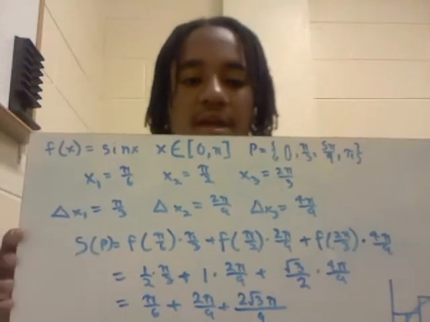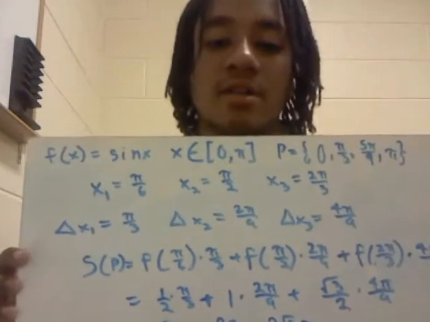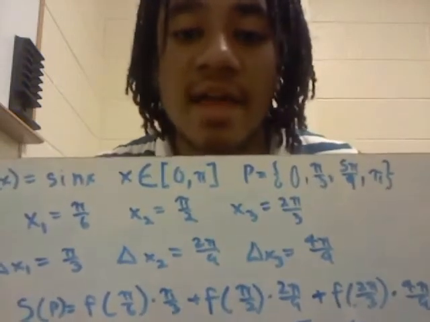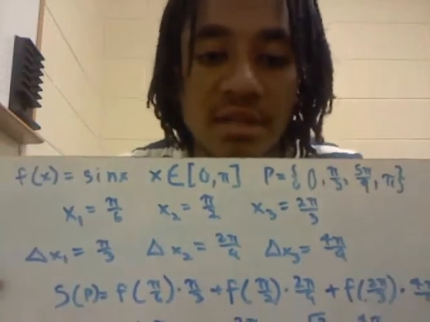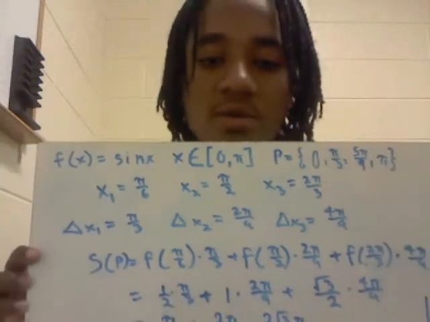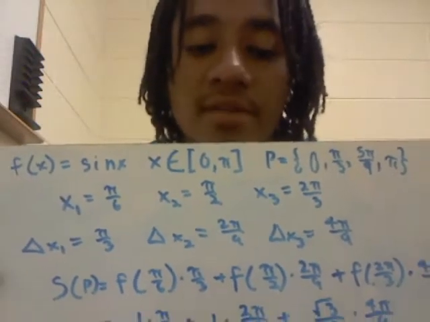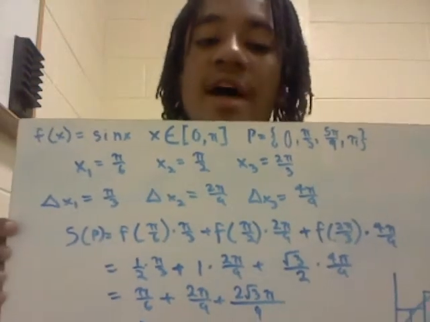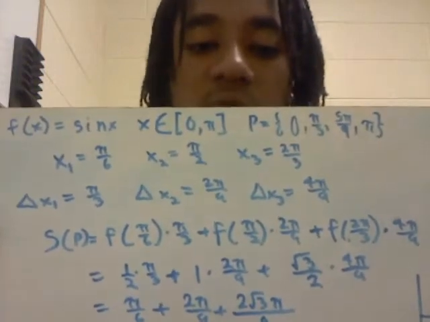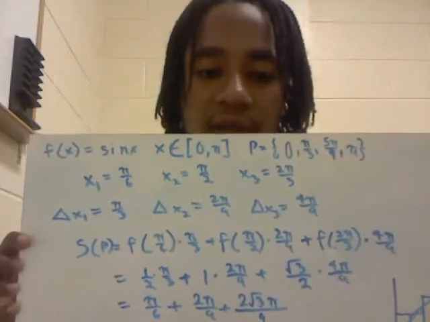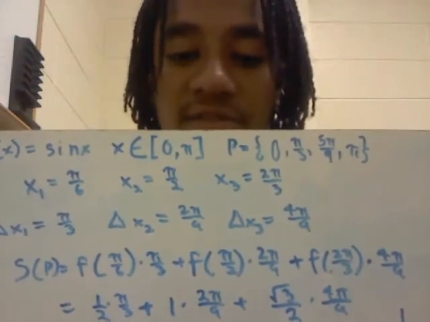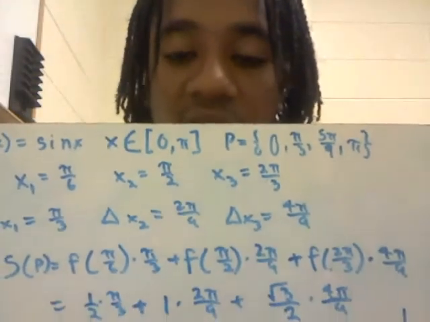Now for the second example, we will use the function sine x. x exists on the closed interval from 0 to pi. The p-values will be 0, pi/3, 5pi/9, and pi. x1 will equal pi/6, x2 will be pi/2, x3 will equal 2pi/3. Delta x1 will equal pi/3, delta x2 will equal 2pi/9, and delta x3 will equal 4pi/9. Now that we know the values, we can calculate the Riemann sum, which will be the function evaluated at pi/6 times pi/3, the function evaluated at pi/2 times 2pi/9, plus the function evaluated at 2pi/3 times 4pi/9.